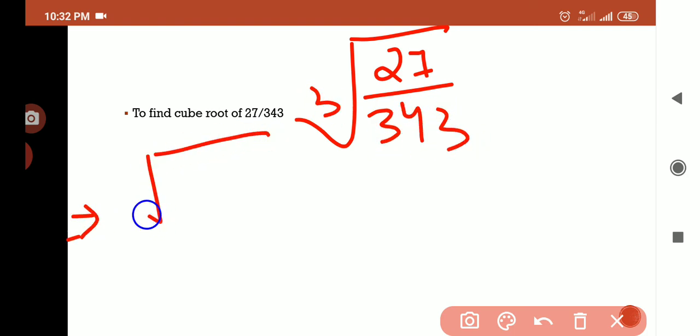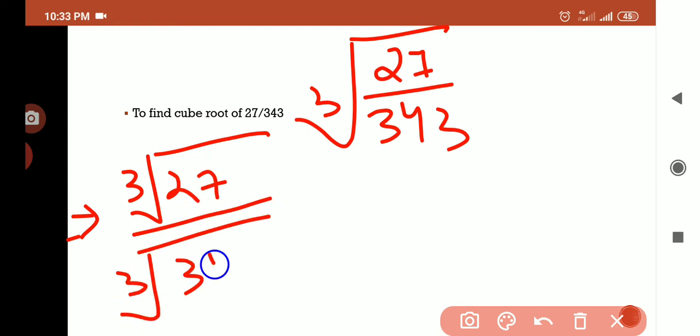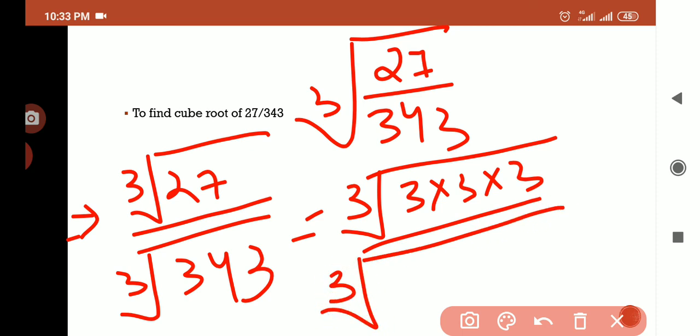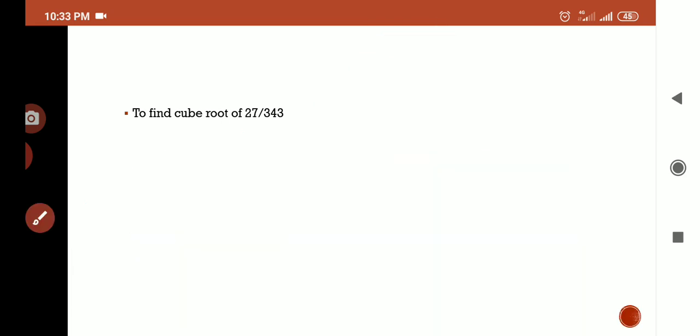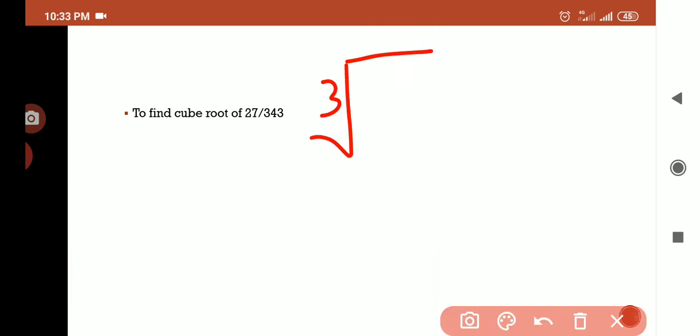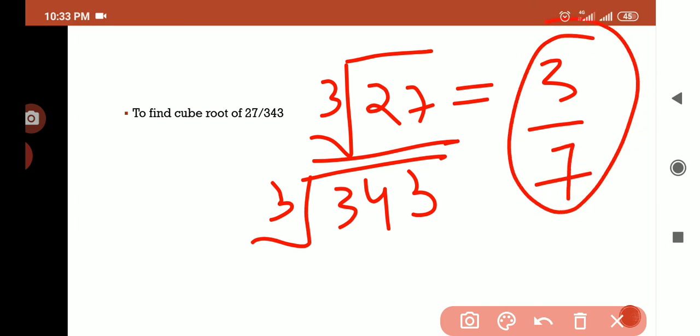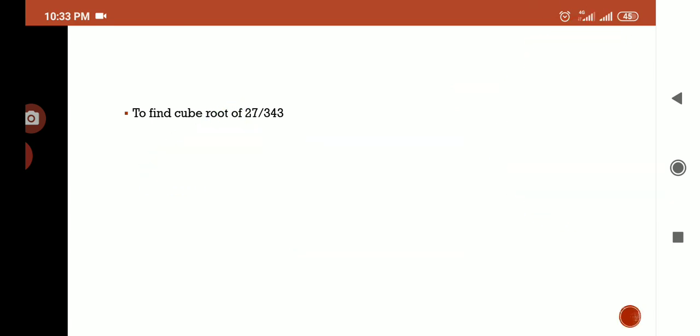Now the next example, to find the cube root of 27 upon 343. We know that individually we have to calculate its cube root. So the factors of 27 are 3 into 3 into 3, and the factors of 343 are 7 into 7 into 7. Now the cube root of 27 is 3 and the cube root of 343 is 7. So 3 by 7 is the cube root of 27 upon 343.